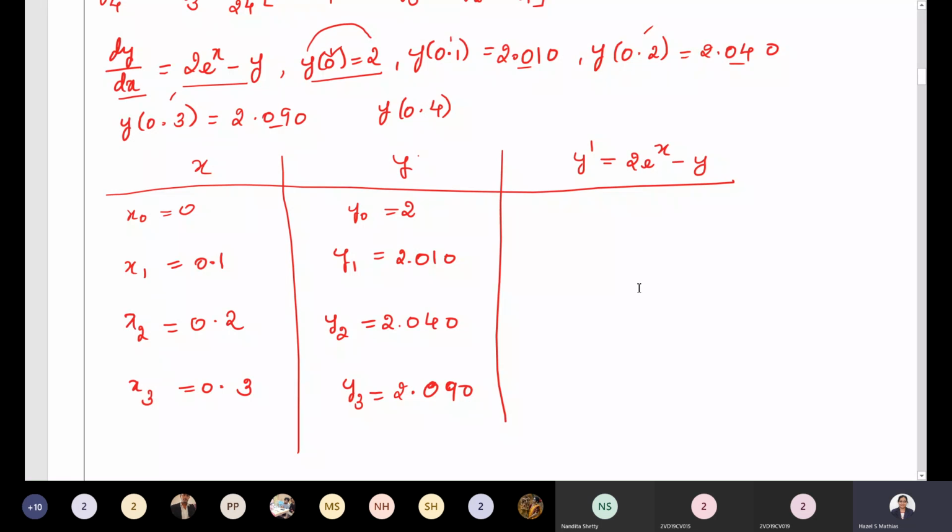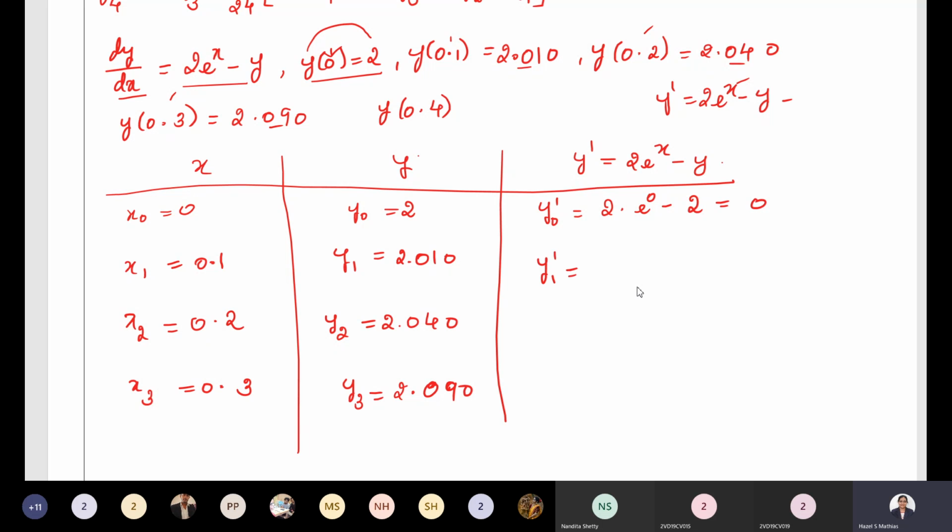Okay. Now find out the value of y naught dash. We know the value of x and y. You need to substitute here in this formula: y dash is equal to 2 e power x minus y. You need to substitute the corresponding x and y values. Now substitute. It is 2 into e power x value 0 minus 2, y value is 0. So e power 0 is 1, 2 minus 2 will be 0.